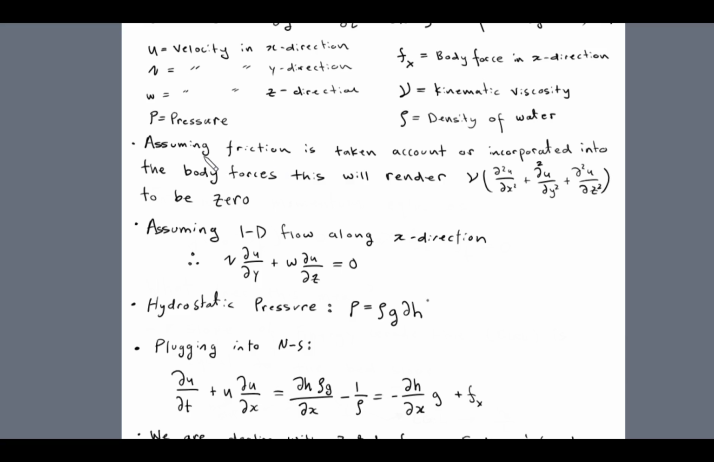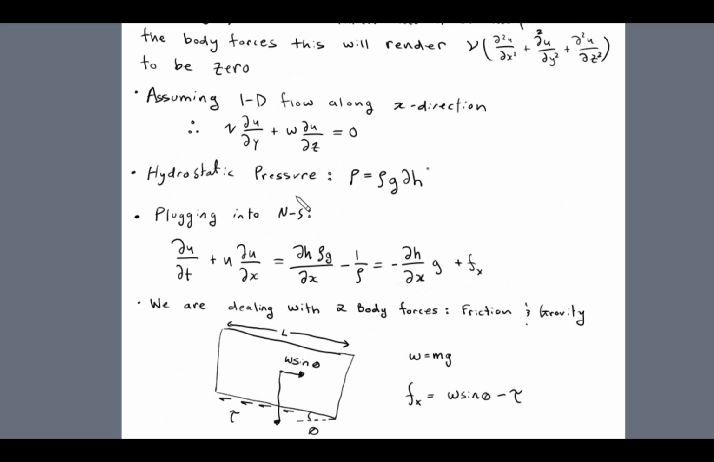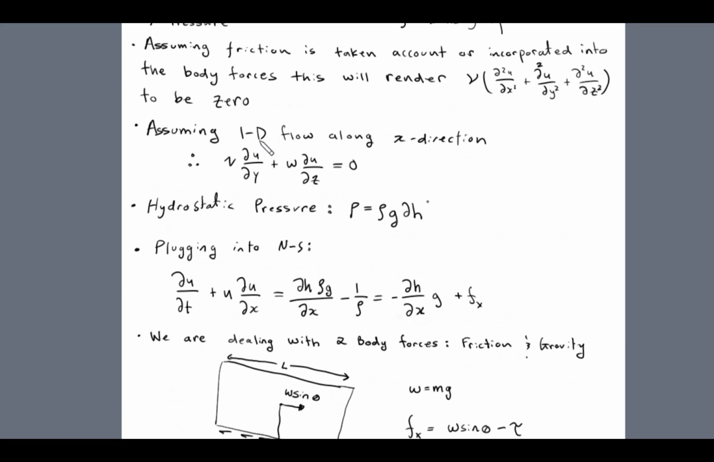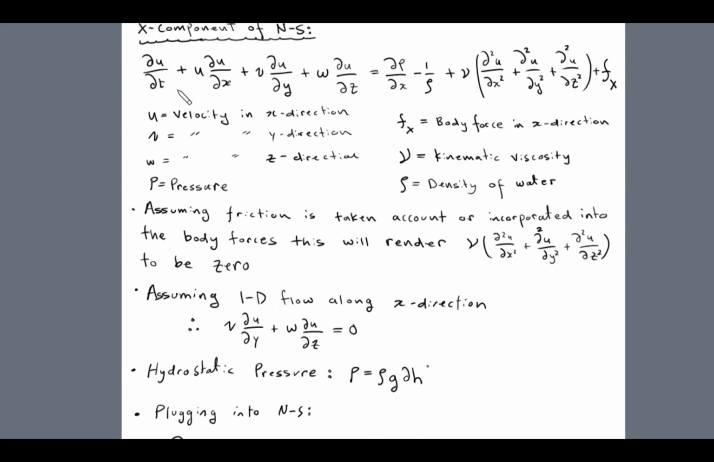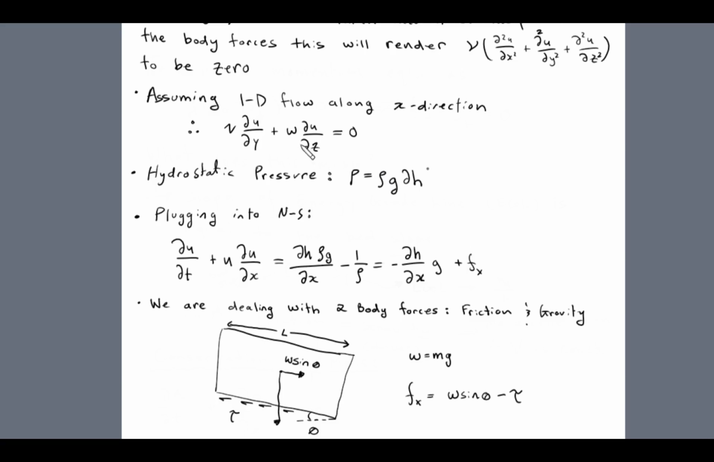The main assumption we're going to be making is that the friction is going to be incorporated into the body forces, and this is automatically going to render this term to be 0. Assuming one-dimensional flow strictly along the x direction, that's going to isolate these two terms and cancel out any velocity component that is not in the x direction, leaving these to be 0.